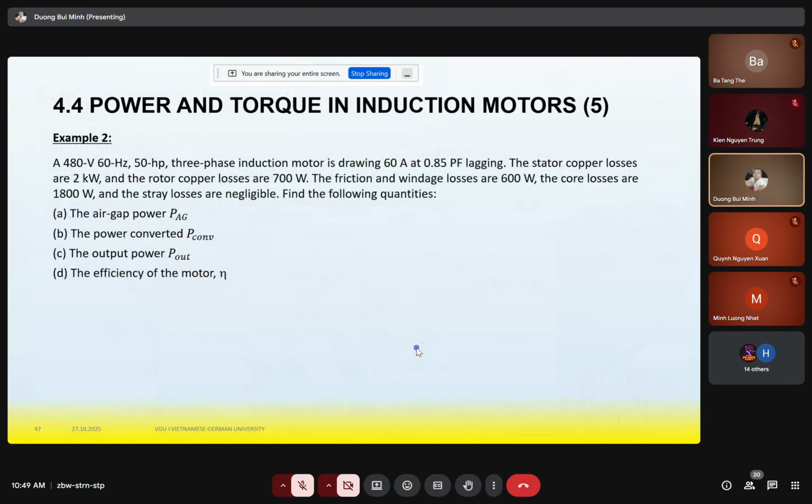Now we have an example, example 2. We need to get a summary of the question, how to summarize the question. Now look, first of all, we need to consider the object. The object is a three-phase induction motor, right?